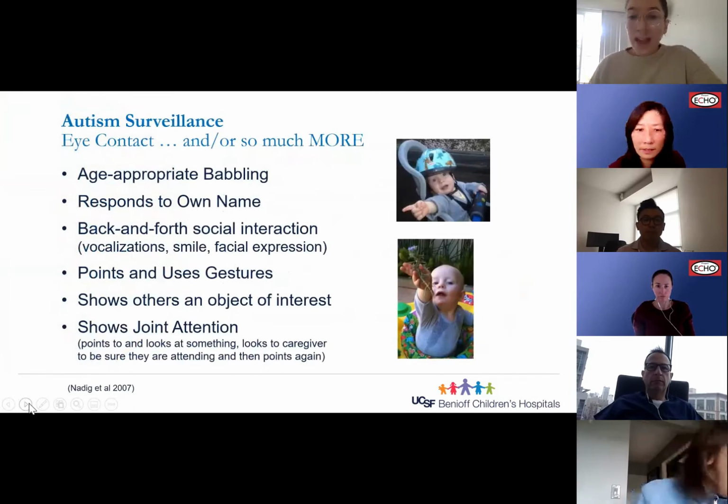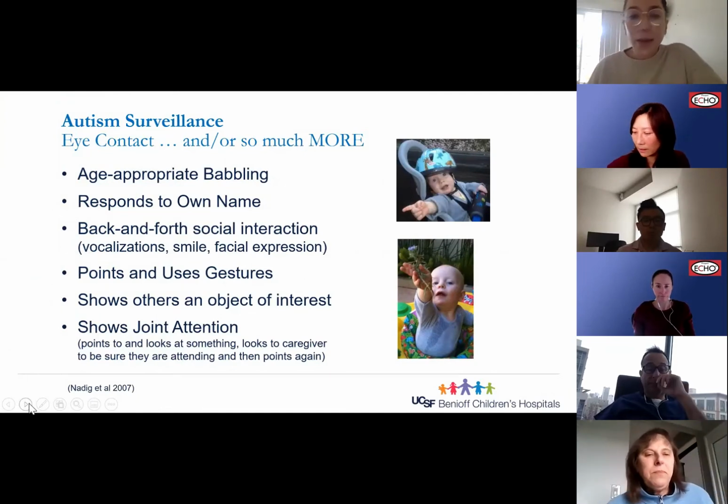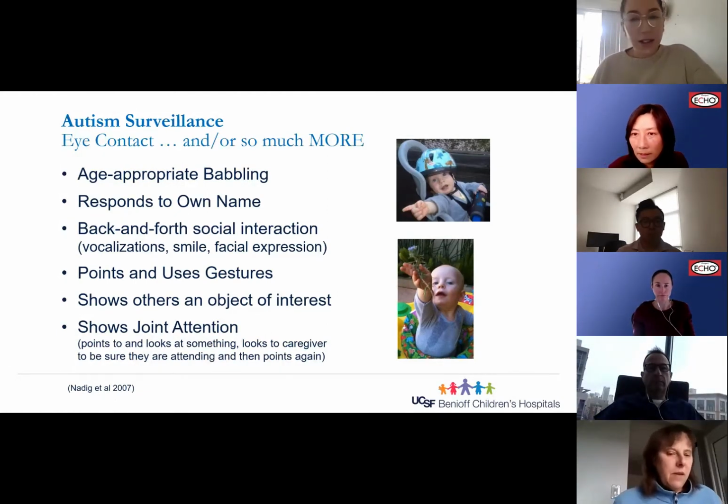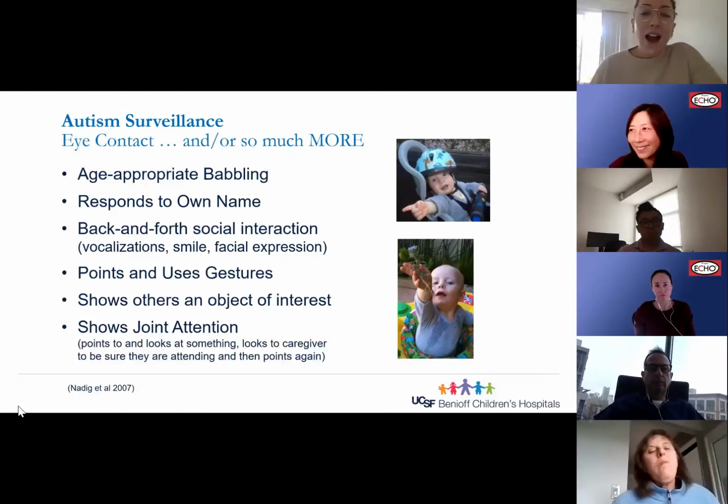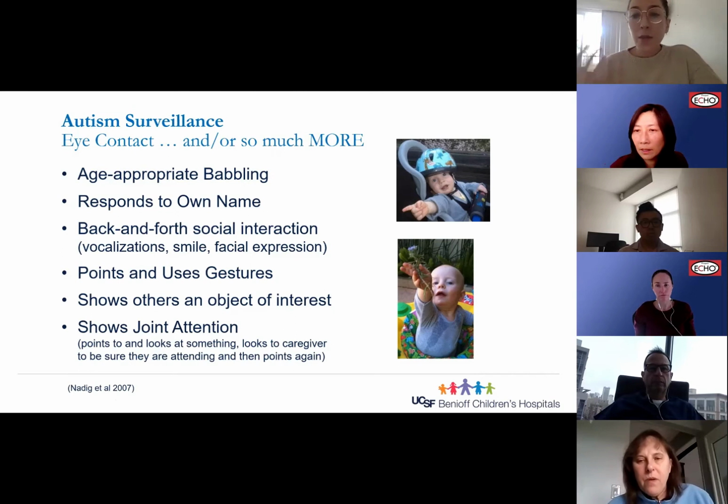So some things to be on the lookout for, basically, when we're evaluating kids from a developmental point of view. We're looking for age-appropriate babbling. Are they responding to their name when they're being called? What does the back and forth interaction look like socially? Are they making vocalizations? Are they having changes that are appropriate in their face, in their affect? Are they using gestures such as pointing? What does their initiation look like? Are they bringing things that they're interested in, like a toy, to a parent and sharing those things and initiating those interactions? And do they engage in joint attention?